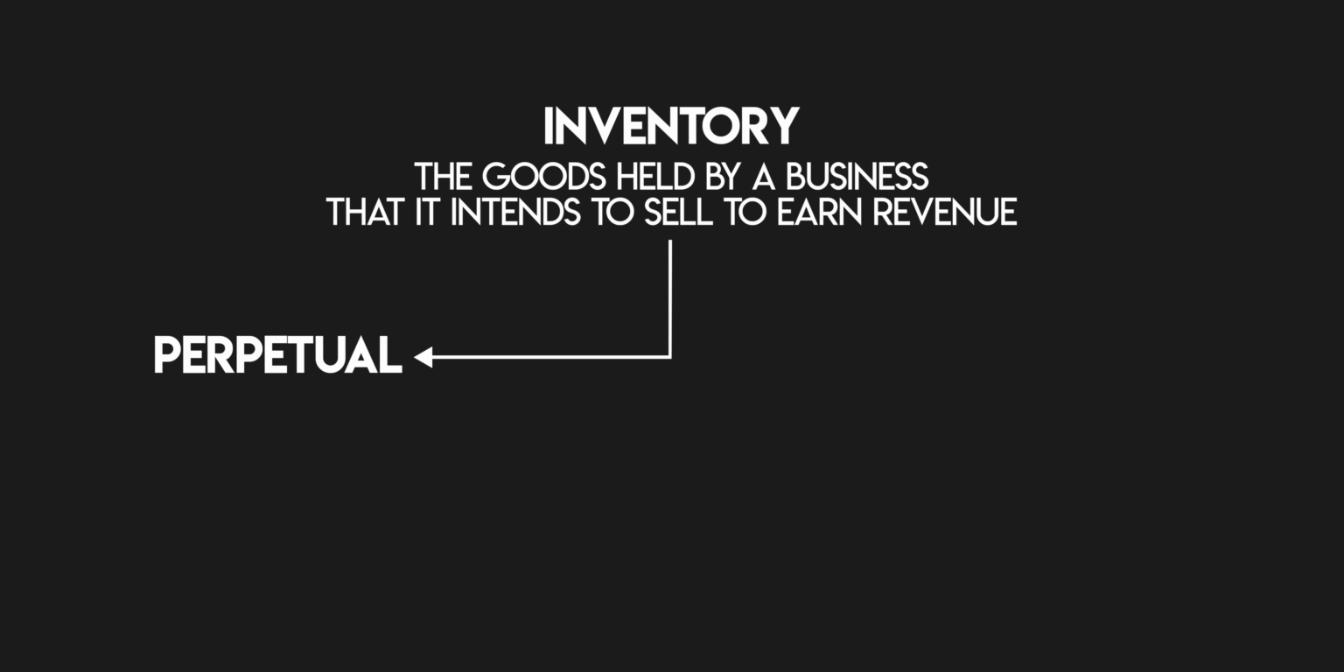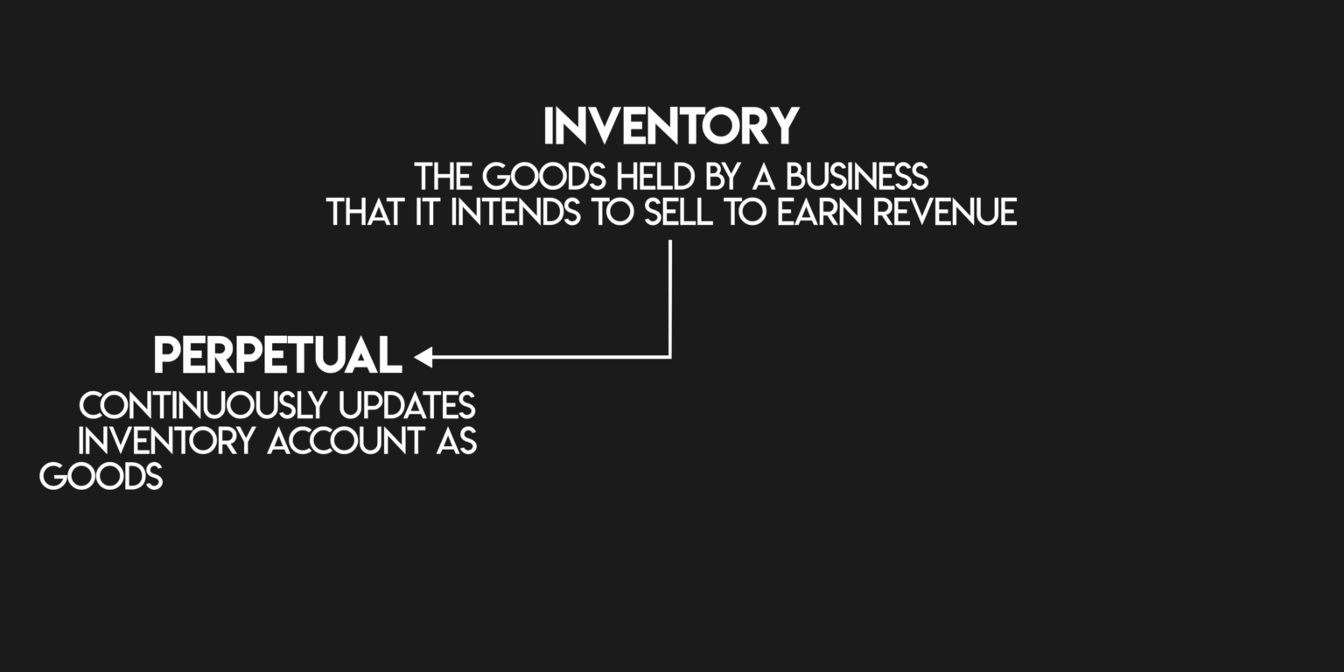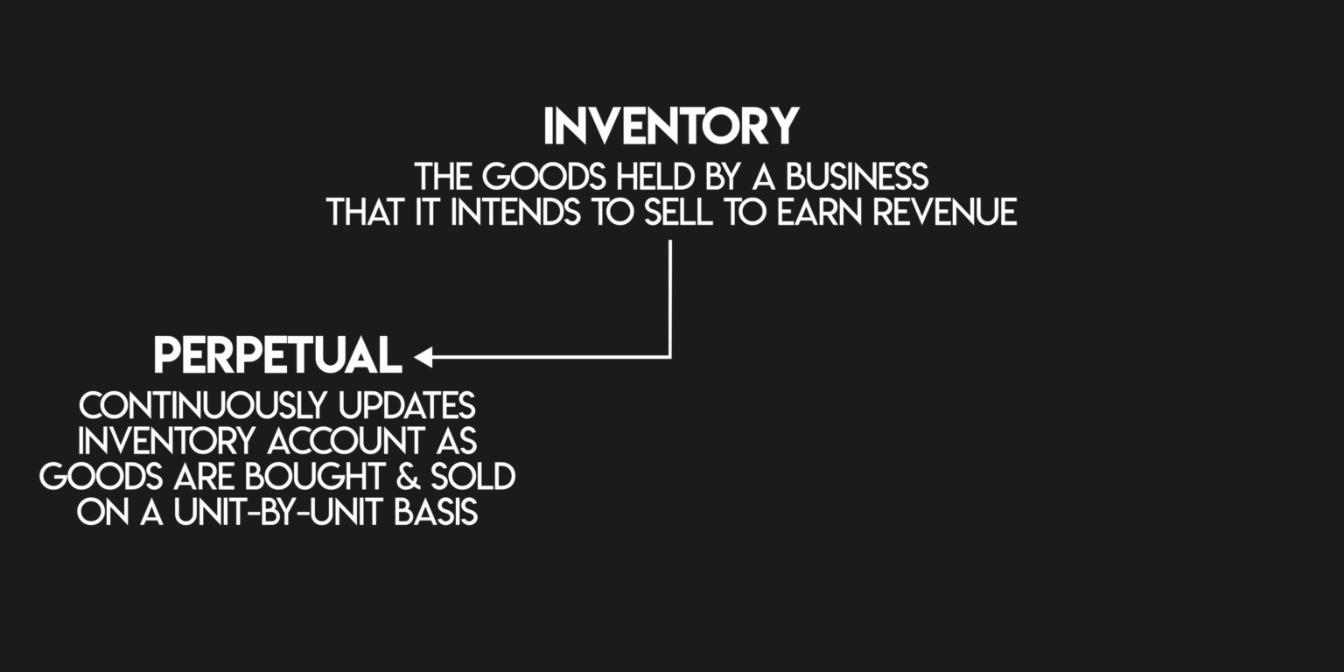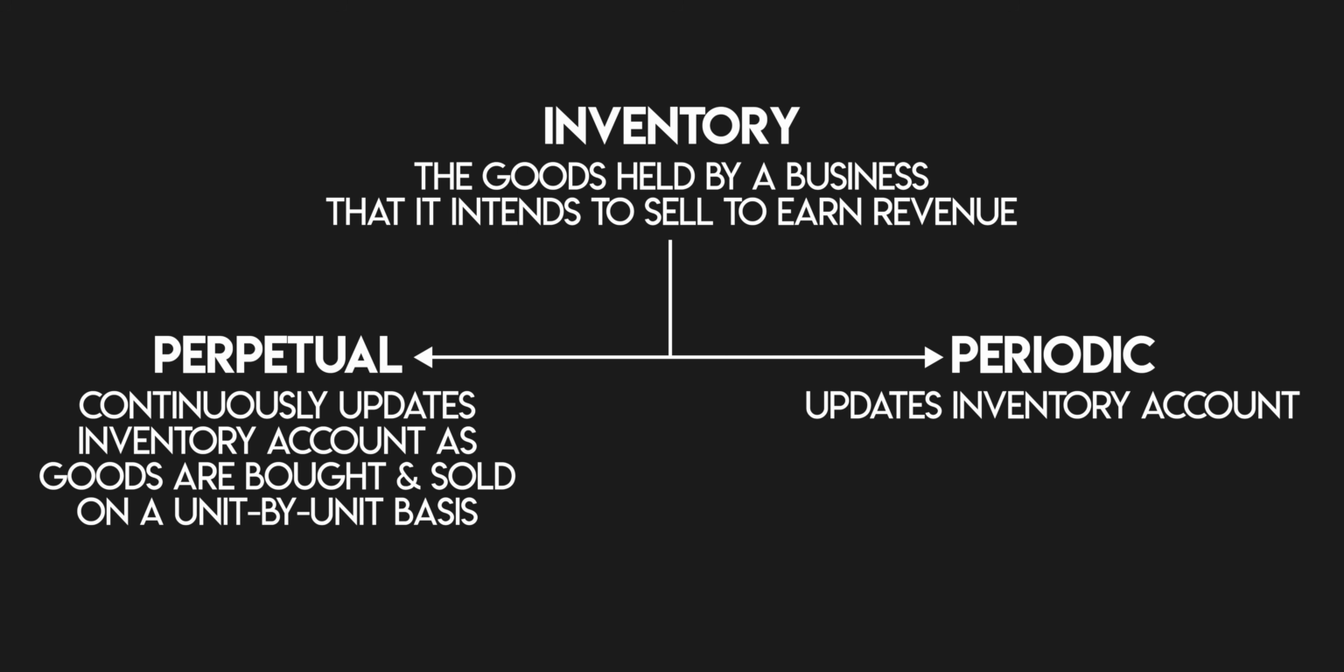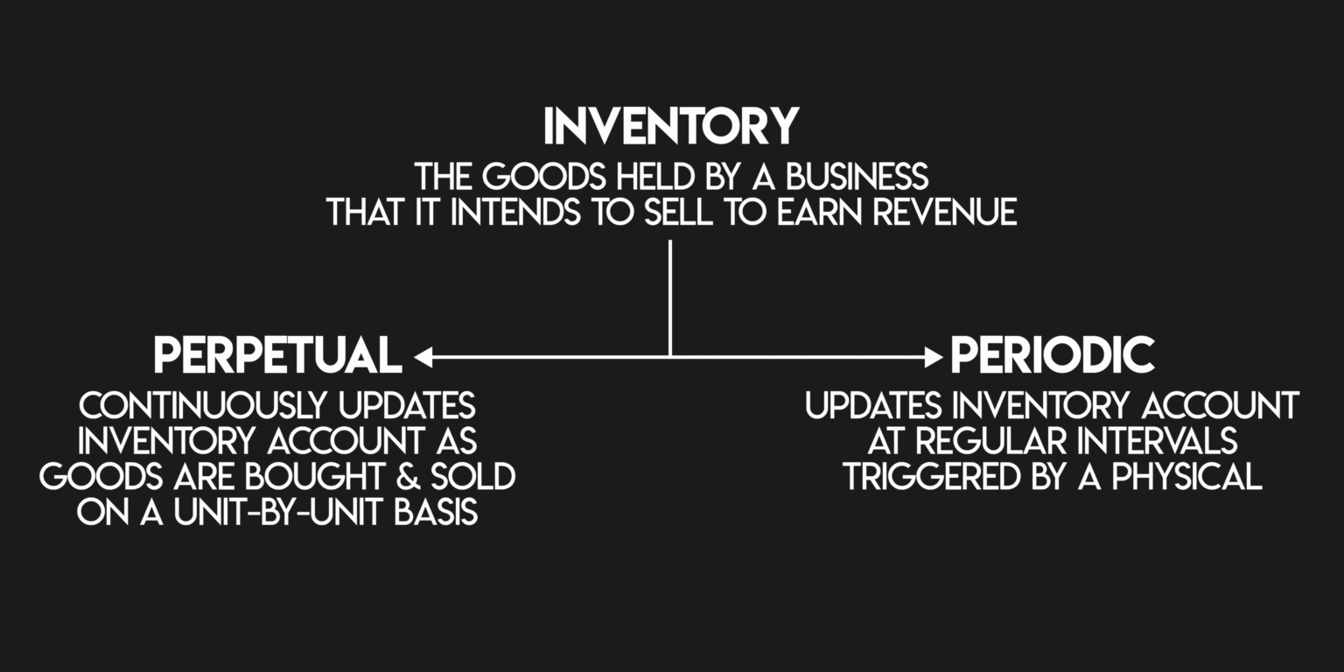A perpetual system continuously updates a business's inventory account as goods are bought and sold on a unit-by-unit basis, whereas a periodic system updates a business's inventory account at regular intervals. This is usually triggered by a physical inventory count that happens at the end of each accounting period. It could happen after each month, quarter, or at the end of a financial year.